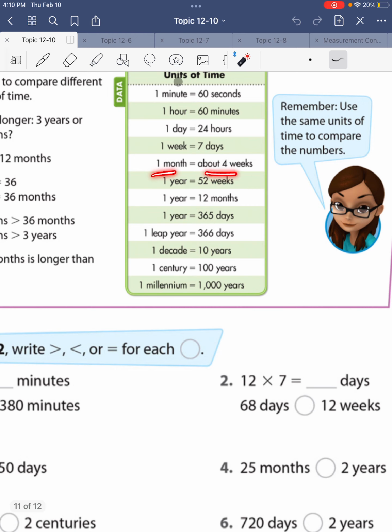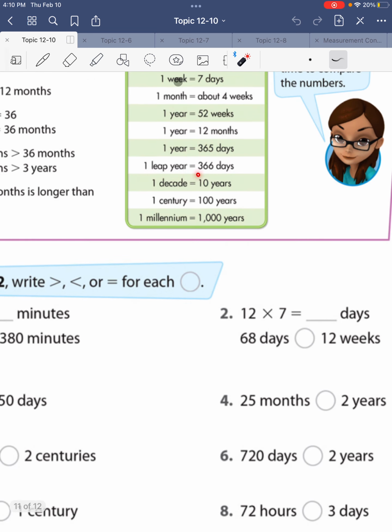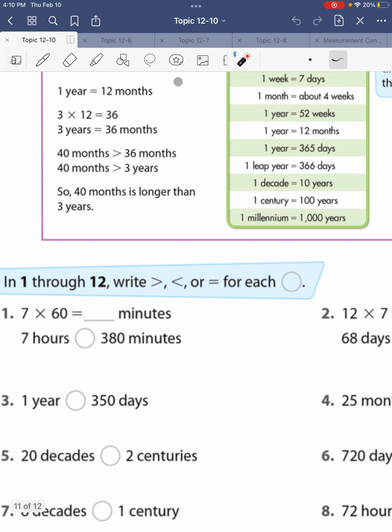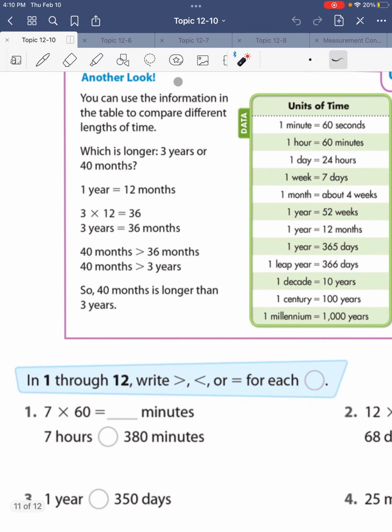1 month is about 4 weeks. 1 year is 52 weeks. 1 year is 12 months. 1 year is 365 days. So it's telling us in 1 year you have weeks, months, days. A leap year is 366 days. A decade is 10 years. 1 century is 100 years, and 1 millennium is 1,000 years.